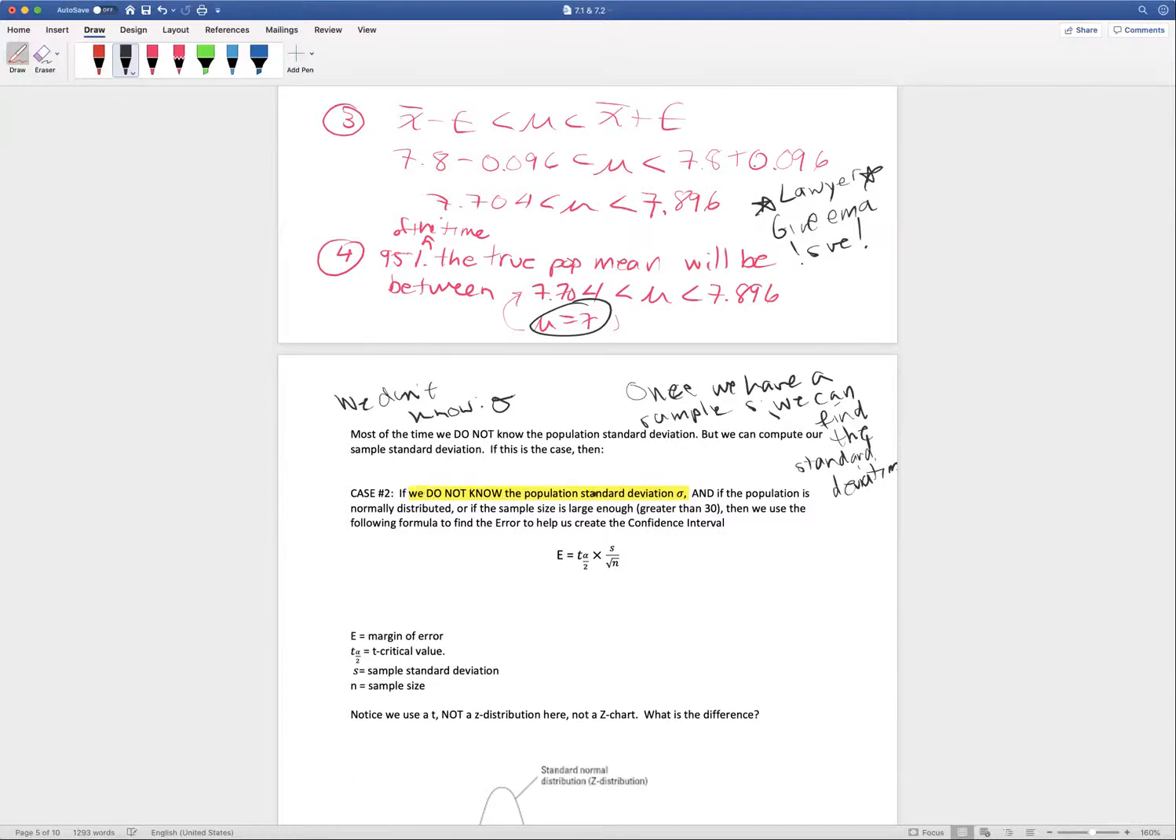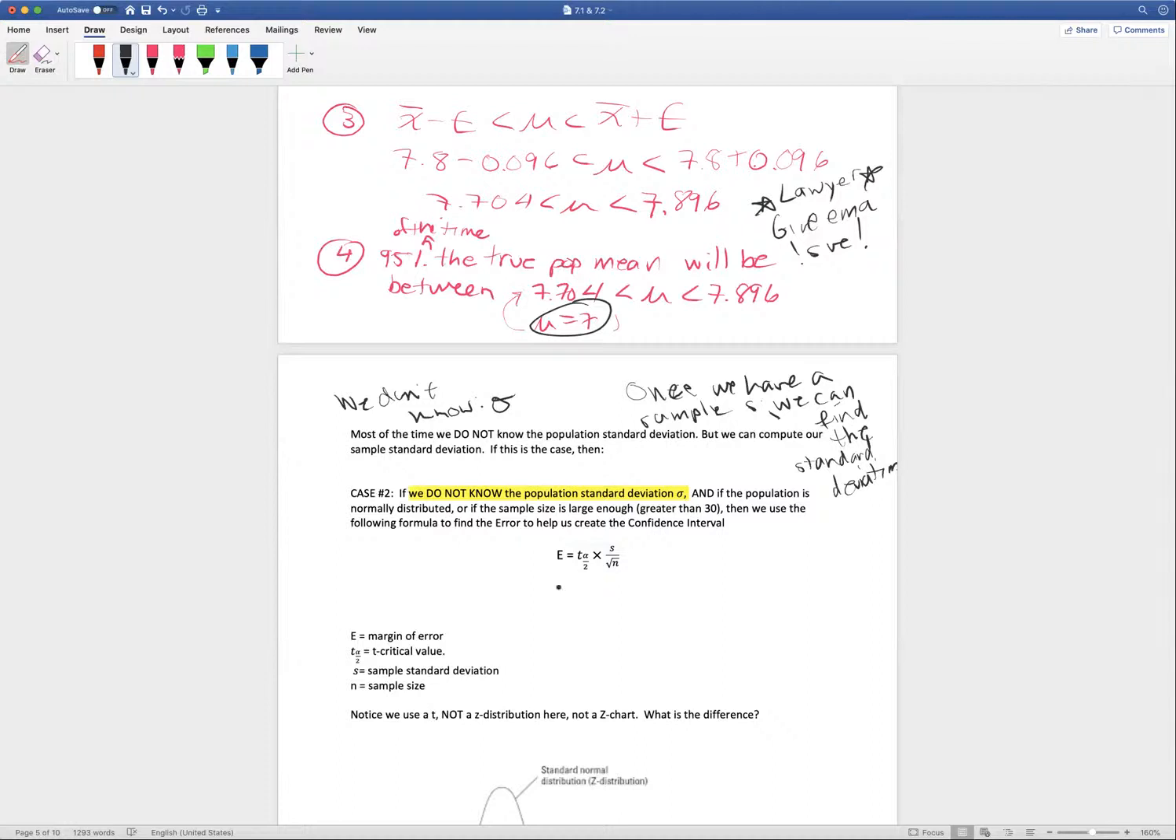If we do not know the population standard deviation sigma, we still have to make the same initial assumptions that we made before: the population is still normally distributed or the sample size is large enough, greater than 30. Then we're going to use the following formula to find the error to help us create a confidence interval. The error is equal to t alpha over 2 times s over the square root of n.